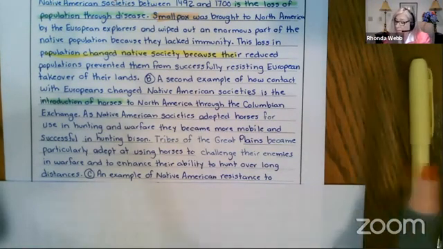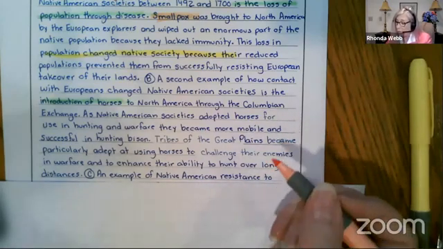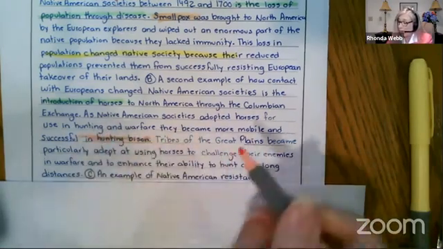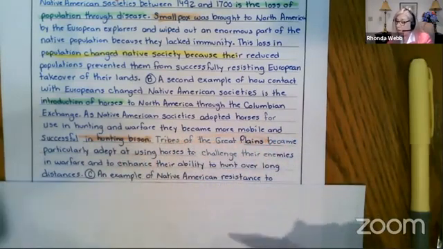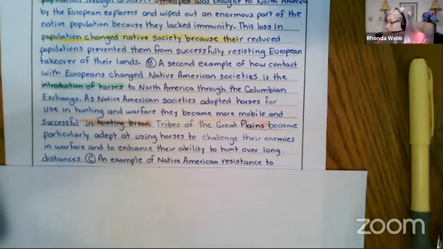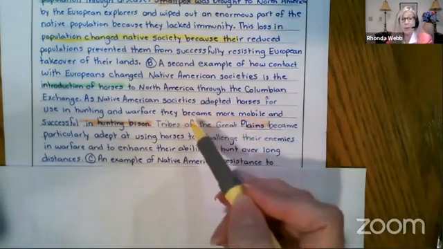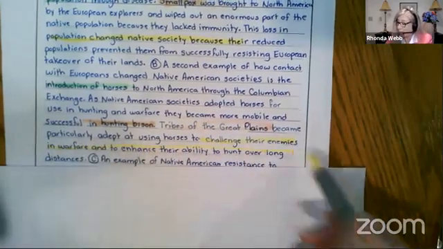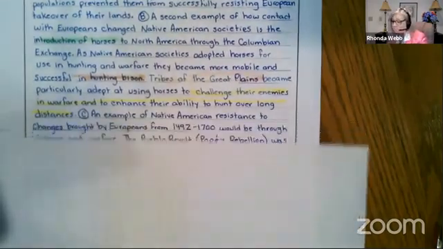So I'm going to say here, as Native American societies adapted horses for use in hunting and warfare, they became more mobile and successful in hunting bison. So that's going to help them out. And tribes of the Great Plains became particularly adept at using horses to challenge their enemies in warfare and enhance their ability to hunt over long distances. So this, again, shows how it changes their society. Here's an example of who does it, and this is how it changes their society, because they can now challenge their enemies better in warfare, and they can hunt over longer distances.